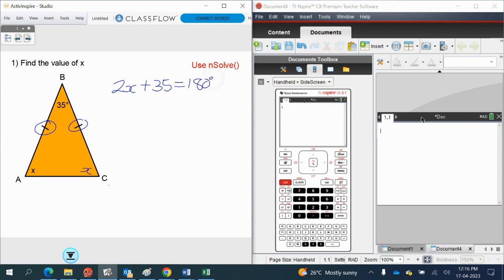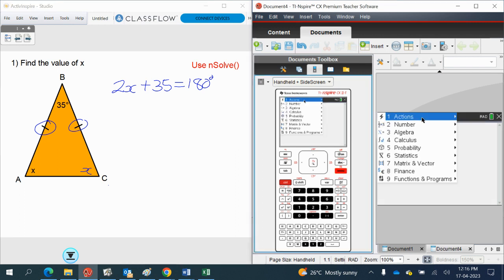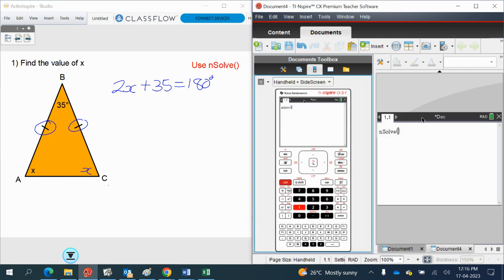180 degrees. At this point, we can choose to use the nSolve tool. So with your calculator, press menu 3-1, we pull up nSolve. We can write 2x plus 35 is equal to 180. Then press comma and say solve for the variable x. Type this one in. There we get our answer. This implies that x is equal to 72.5 degrees.